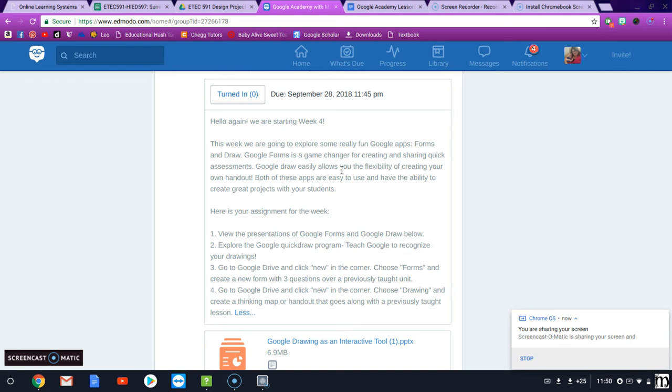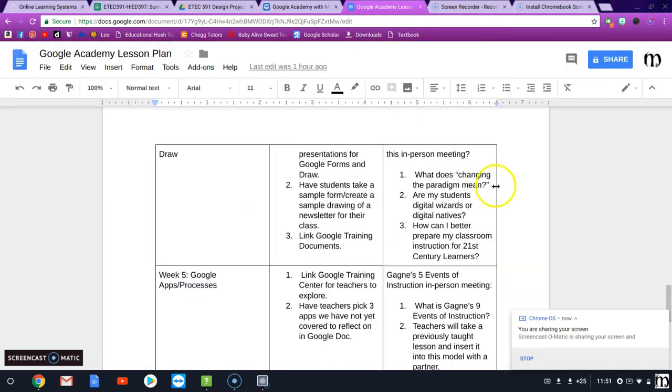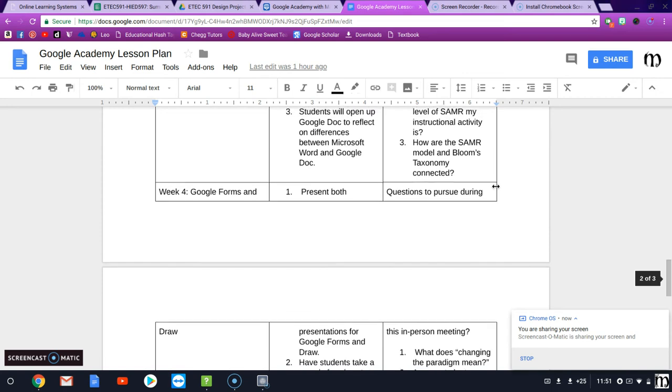And then the in-person can be saved for more of the complicated issues of the pedagogical approach, learning about SAMR, learning about TPACK, because I knew that my teachers were going to have questions about that. And so I wanted to make sure that I really prepared for that in-person meeting.